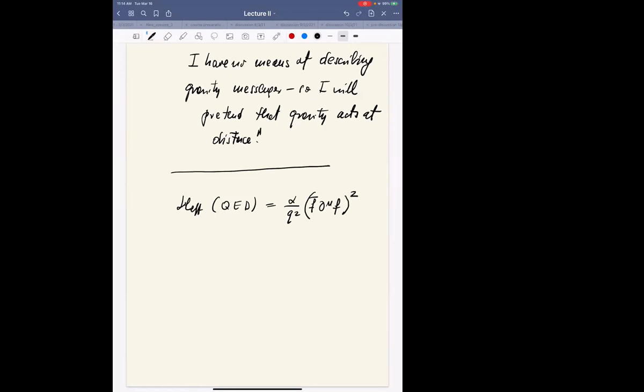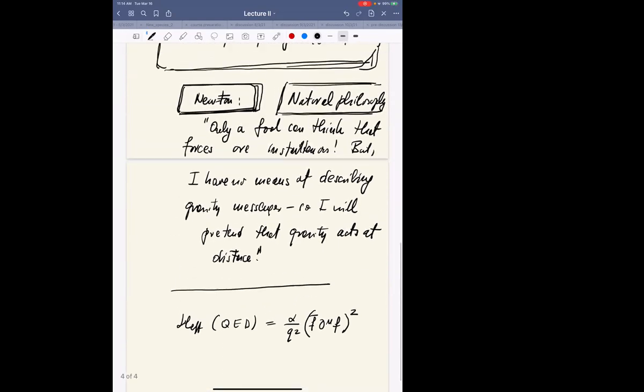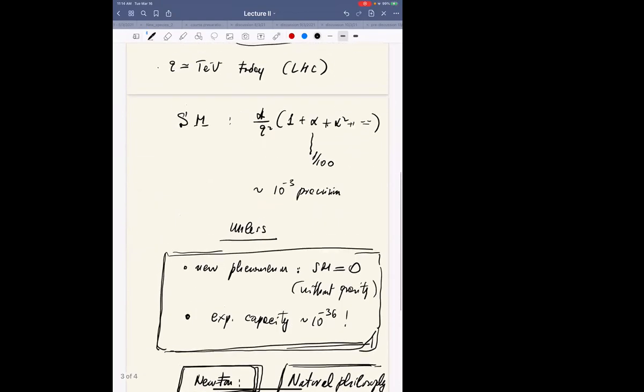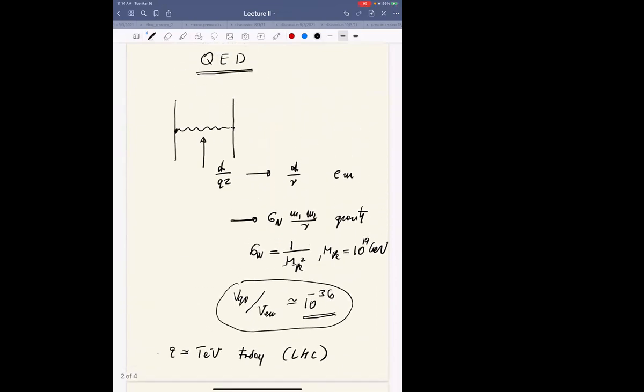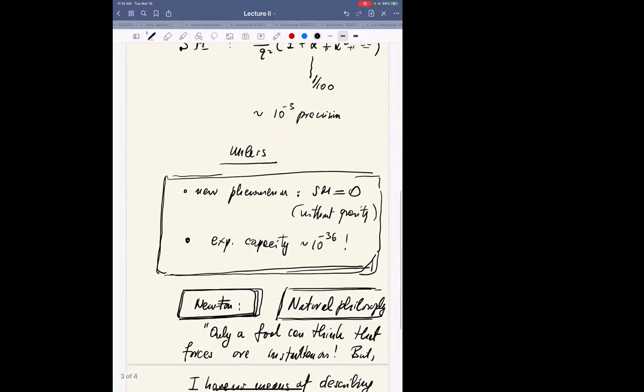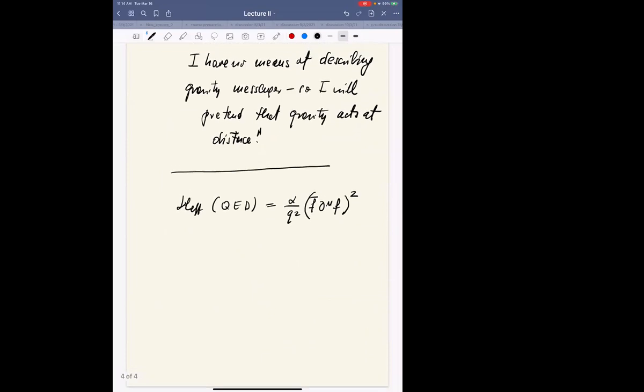This is the exchange of the photon propagator. The photon couples at every vertex, there is f bar gamma mu f. Here at the vertex, I will have f bar gamma mu f with a coefficient e. And the charge that I took of order 1, this is an estimate, okay? Alpha over q squared, f bar gamma mu f squared, schematically written.